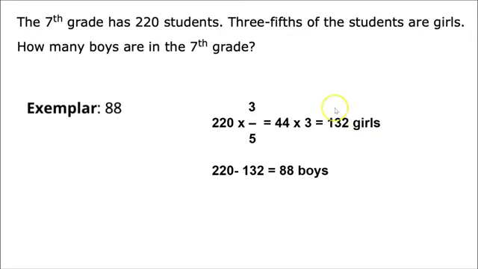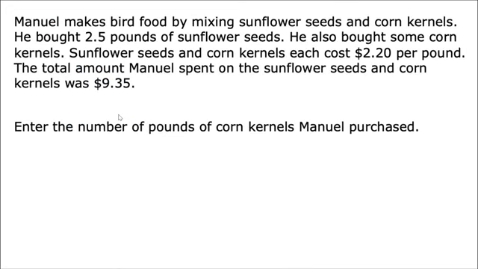And so now that we know the amount of girls we have and we know the total amount, you take the total amount and minus the amount of girls that we have, and that will give you the amount of boys that there are. And so 220 minus 132 is equal to 88. And that's how you get to your final answer.